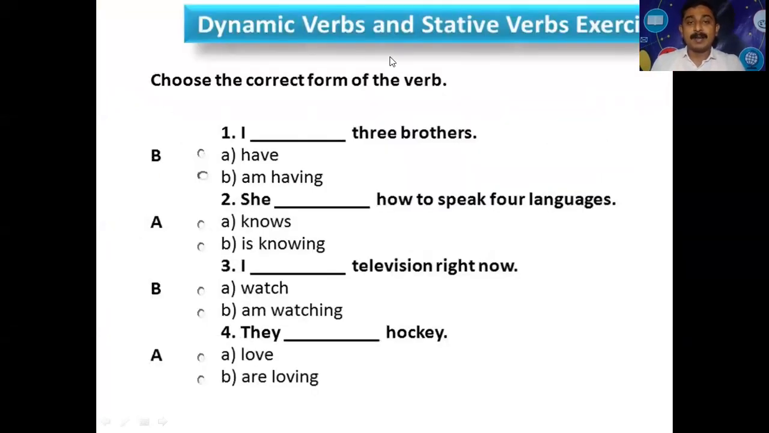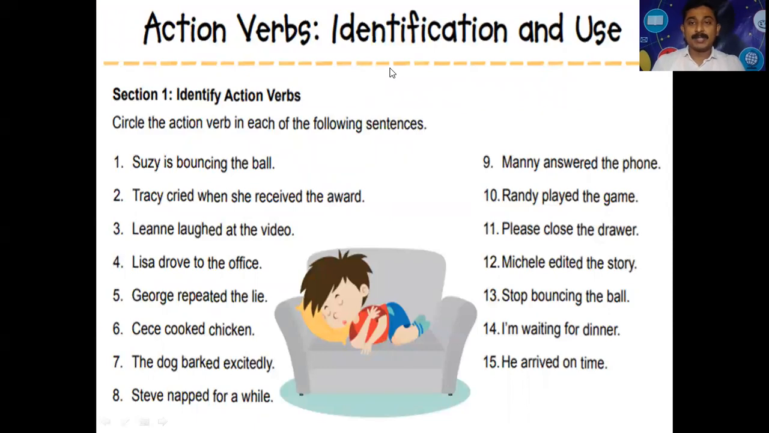Second exercise, dynamic verbs and stative verbs. Choose the correct form of the verb. I dash 3 brothers. What may be the correct one? Okay. Action verbs, identification and use. Circle the action verb in each of the following sentences.